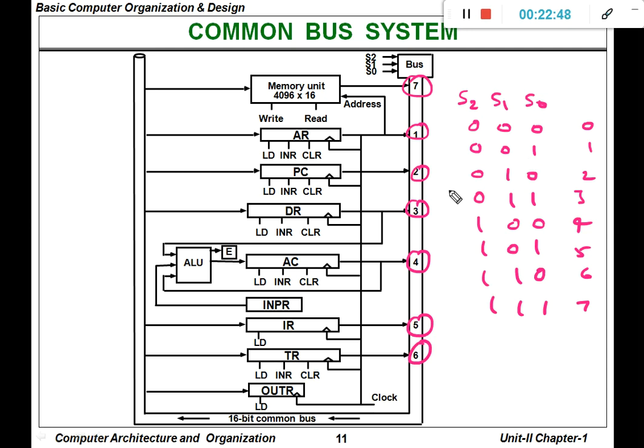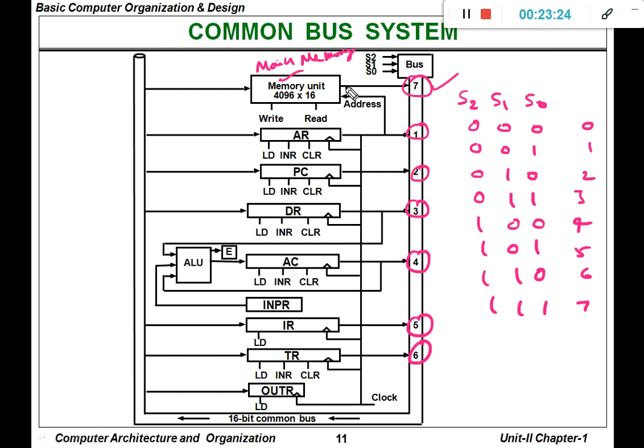Okay. So among these 7 different operations, the most important operation is number 7. So what is number 7? Number 7 is fetching the data from the main memory. So this is the memory unit. Memory unit means it is main memory. Okay. So we are going to fetch the data from the main memory.